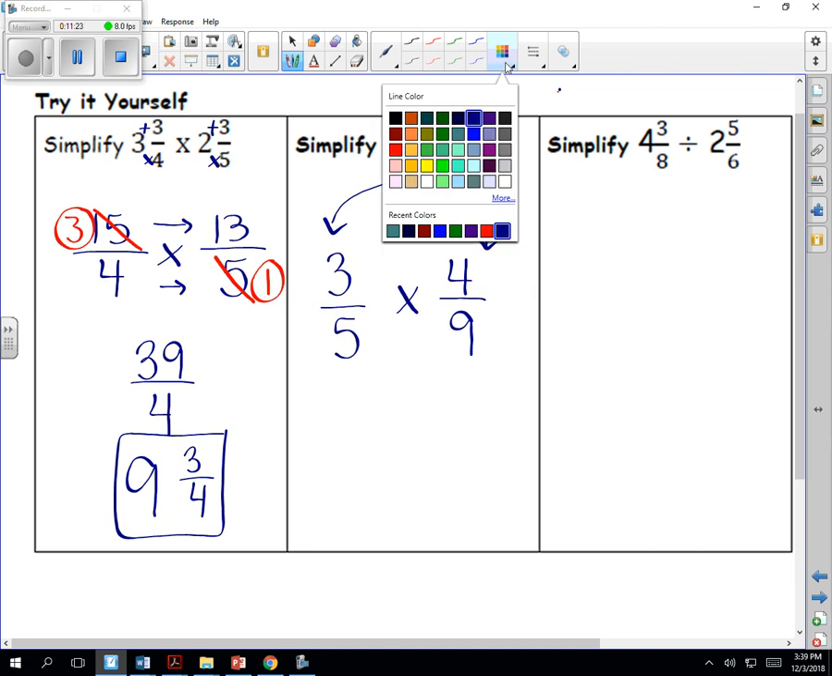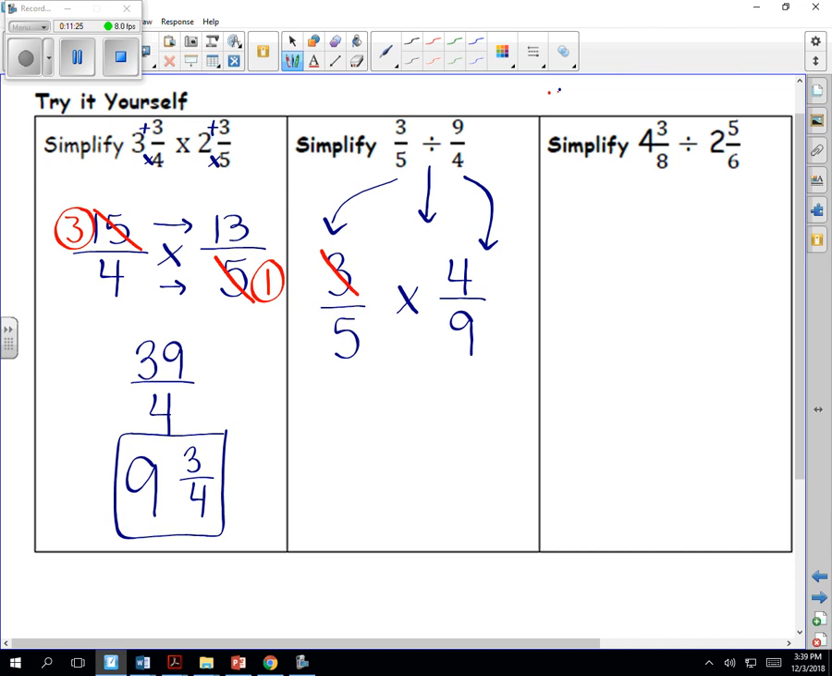Do I have common factors when I go to cross cancel? And the answer is yes. 3 and 9 have a common factor of 3. 3 goes into 3 1 time, and 3 goes into 9 3 times. So now I'm just going to multiply straight across. 1 times 4 is 4. 5 times 3 is 15. I have a proper fraction that cannot be reduced, so that is my final answer.